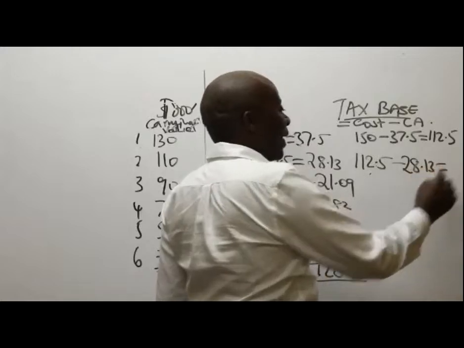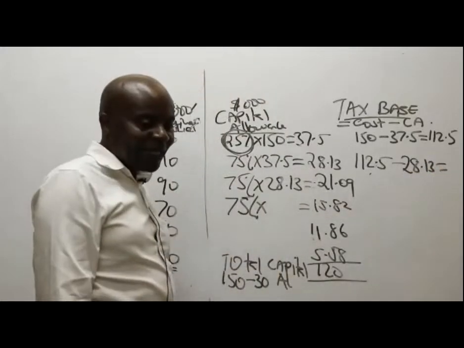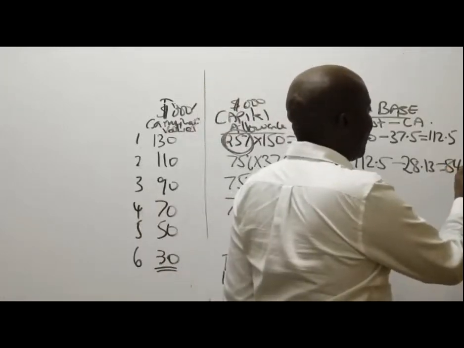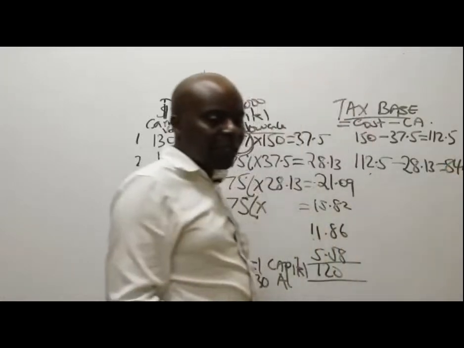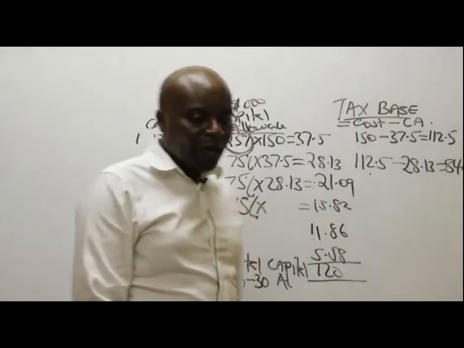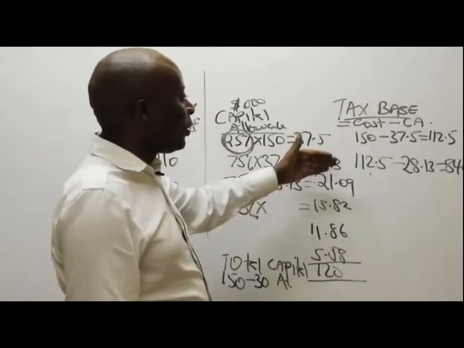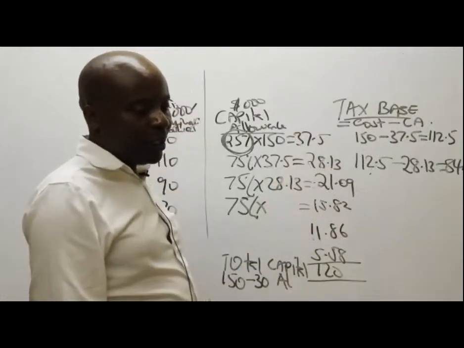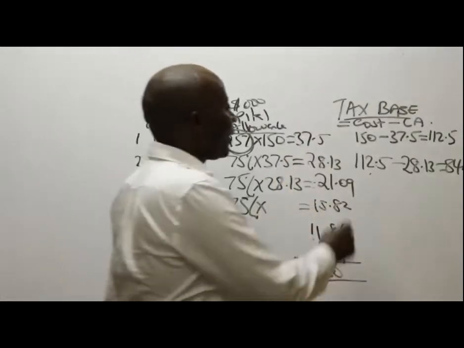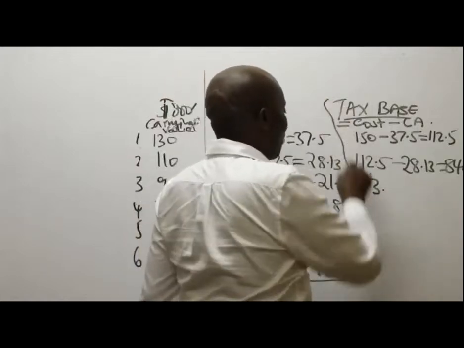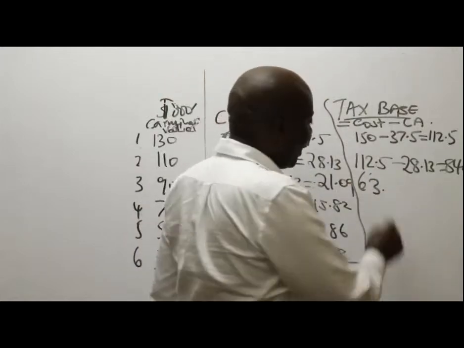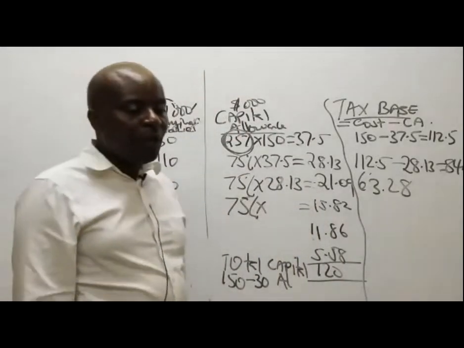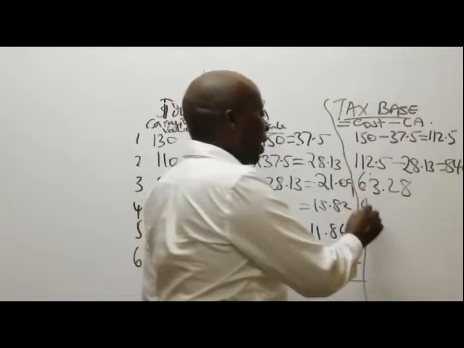Could you kindly give me an answer there? They are telling me, Shem, it's 84.35. You guys are brilliant. 84.35. Now, could you kindly continue and give me all the years' tax bases? They tell me, teacher, for the third year take 63.28. Please continue with that good spirit. 47.46.